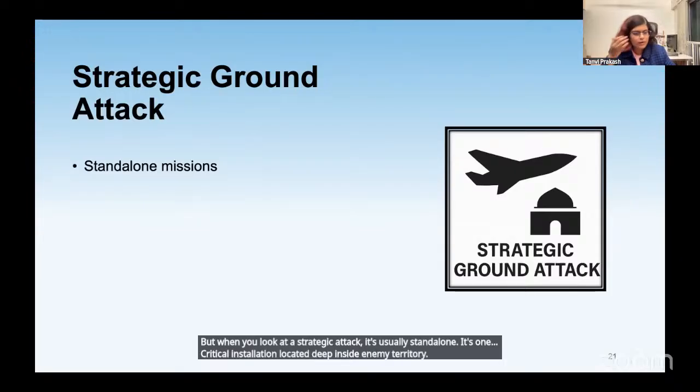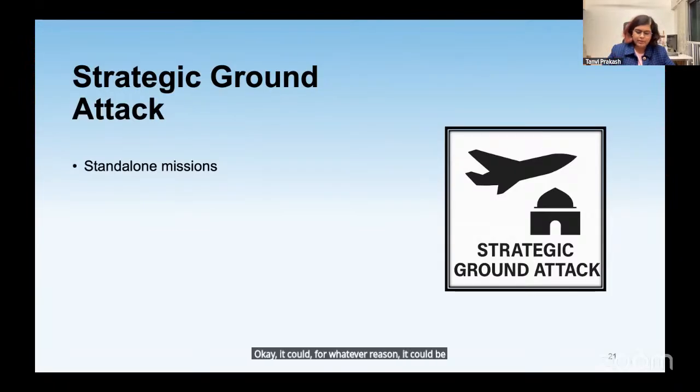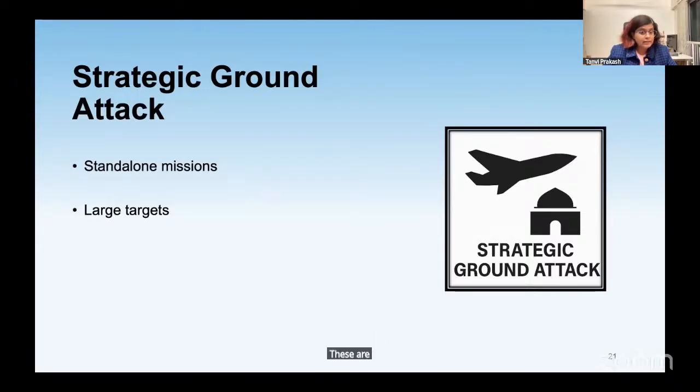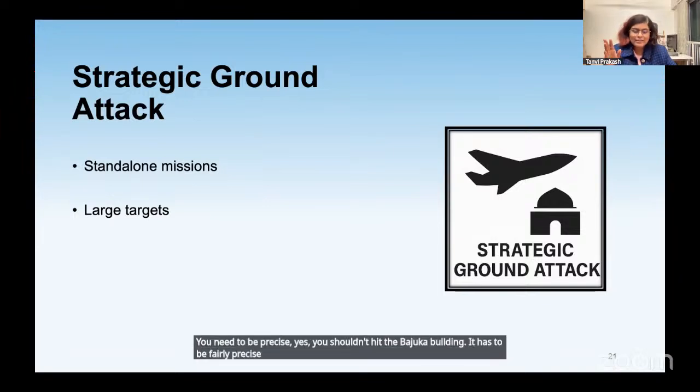It could, for whatever reason, be a military base, an airport, a political building, anything like that. These are usually larger targets. You don't need to be that precise. Yes, you shouldn't hit the wrong building, so it has to be fairly precise. But these are usually much larger targets requiring a much larger amount of explosive material to destroy the target.